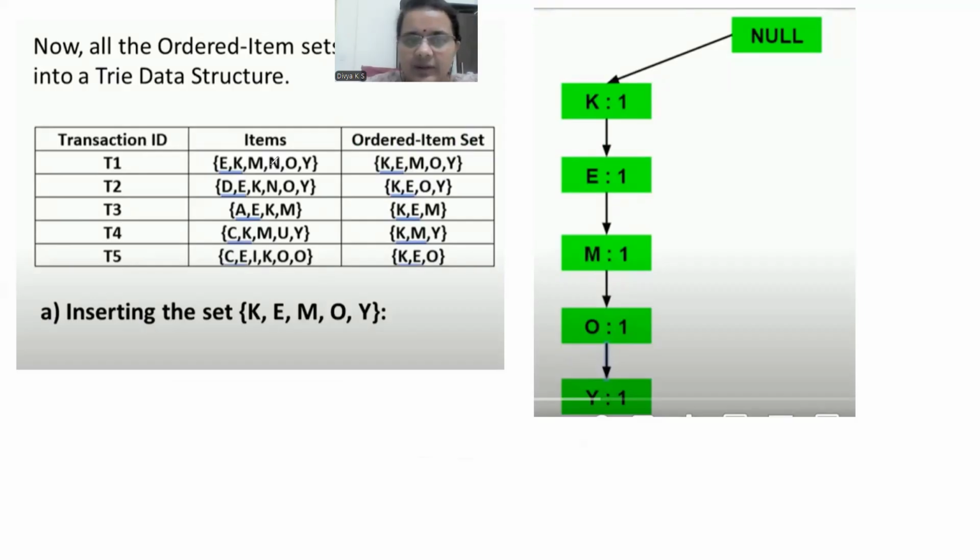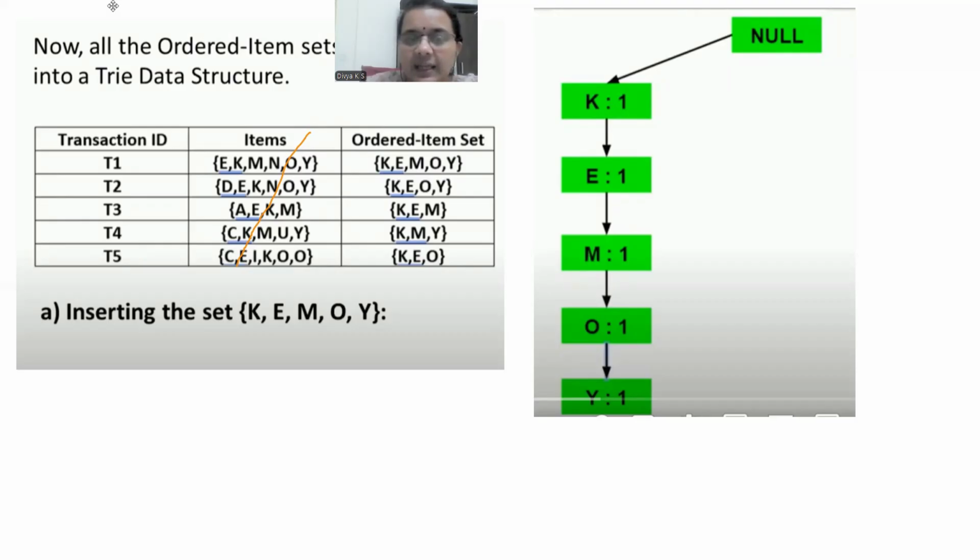This one actually we again don't want to write here. Now we will see here. KEMOY. So we'll start with the null node, then K. We write K first. We are making the path. So K1, E1. Next O1. We are drawing such a tree. Okay, M1, O, Y. So all one time we are visiting, we have drawn this first path.